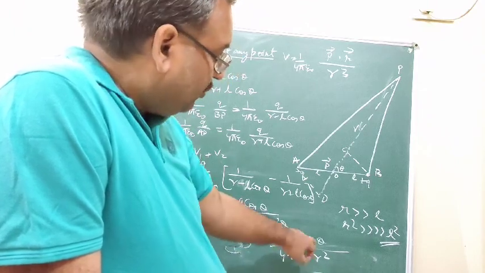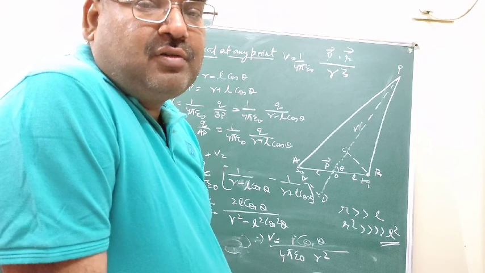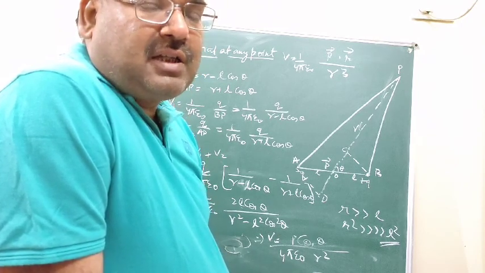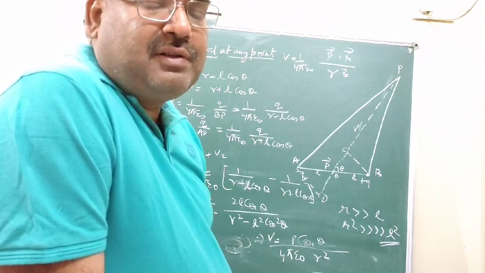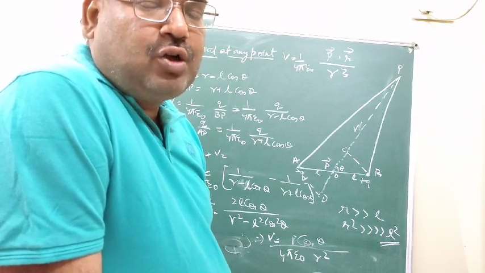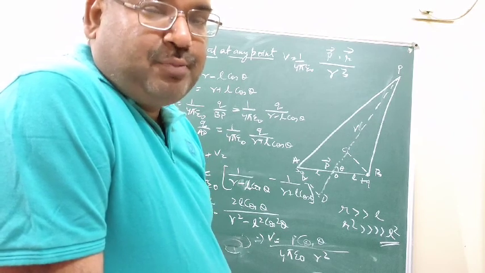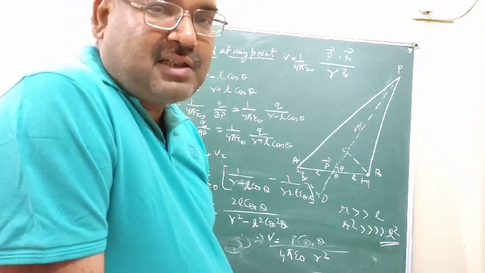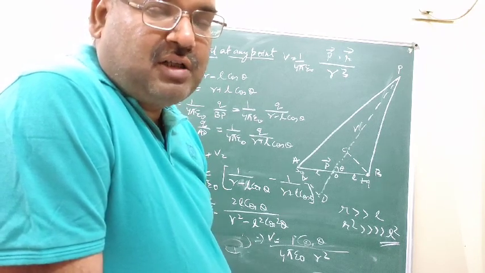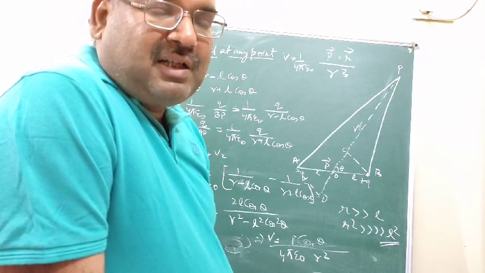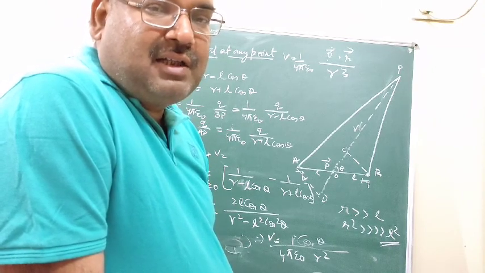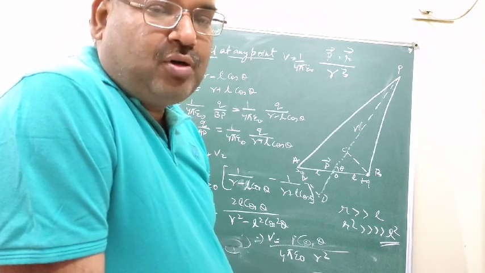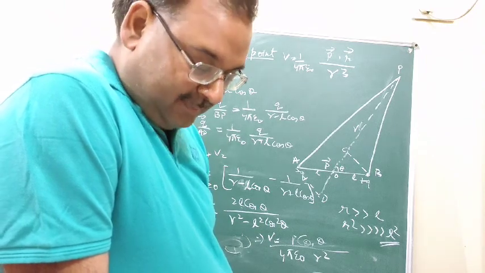If we put the value of theta equal to 90, then the point lies on the perpendicular bisector. That is the second case, and cos 90 is 0. So the electric potential in the second case is equal to 0. And if we put theta equal to 0, that is along the axis, that is the first case, the point is lying along the axis of the electric dipole, then cos 0 is 1. Then we get the electric potential equal to 1 upon 4 pi epsilon naught P upon R square.